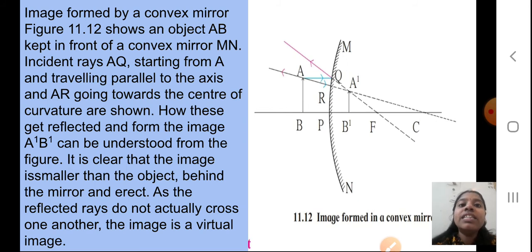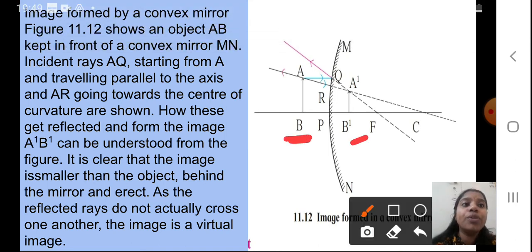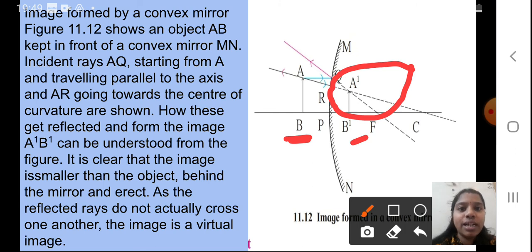It is clear that the image is smaller than the object. Can you see the image which is formed? See, A dash B dash, it is the smaller one. Now what is happening, students? As the reflected rays do not actually cross one another, they do not cross each other. What we have done, you can see the dotted lines, we have extended those dotted lines. They do not actually meet each other. See this blue color, they get reflected back like this.